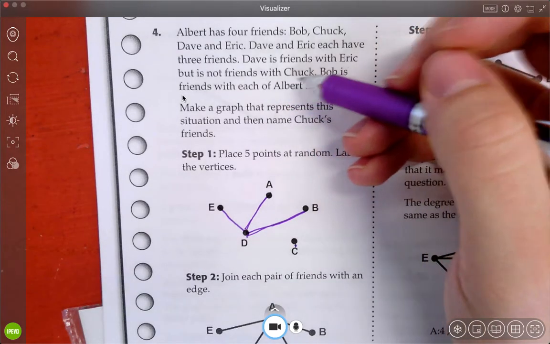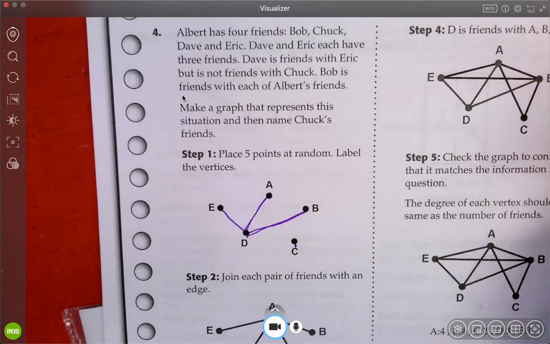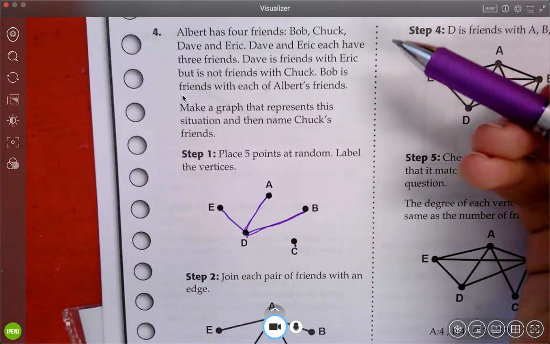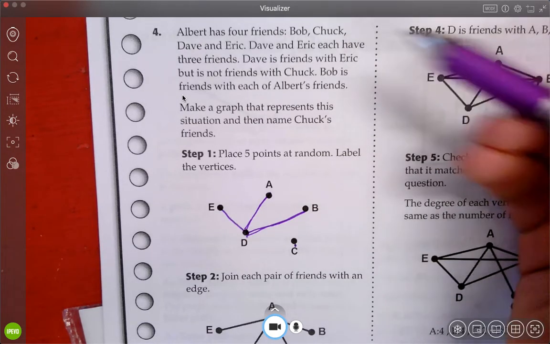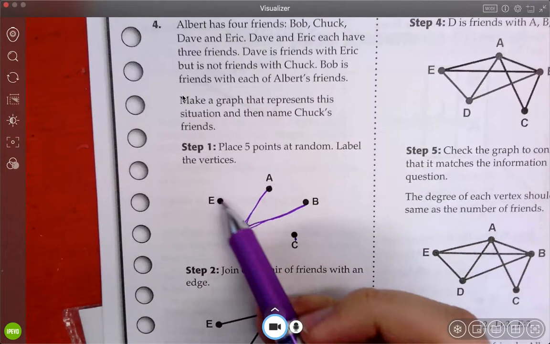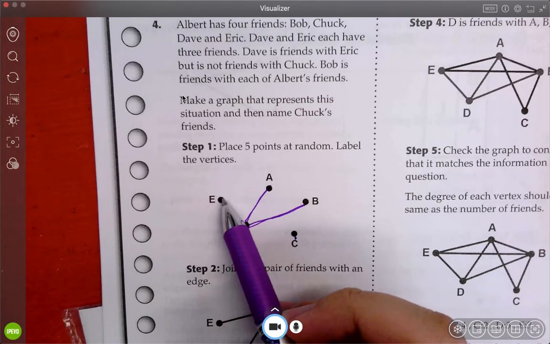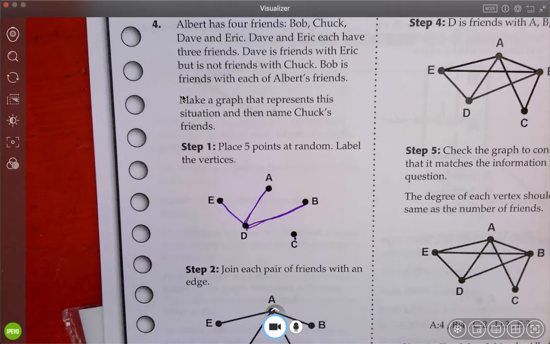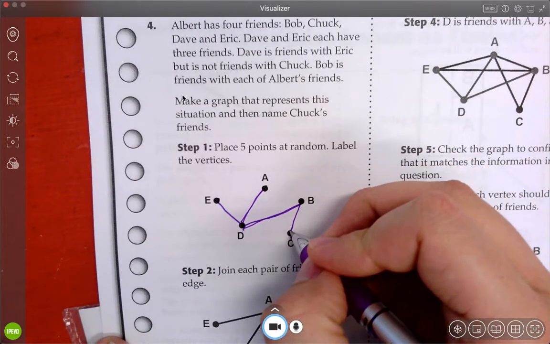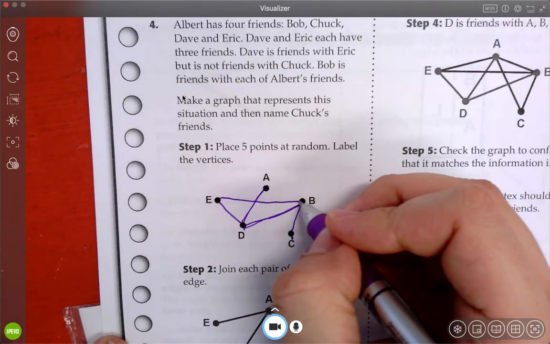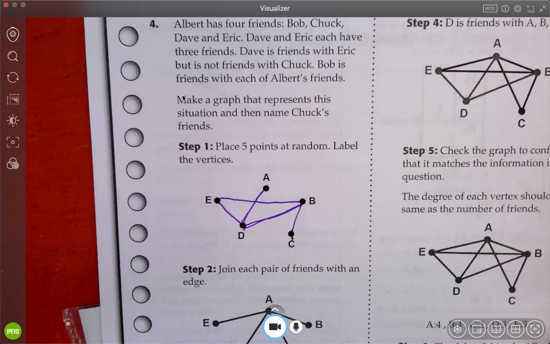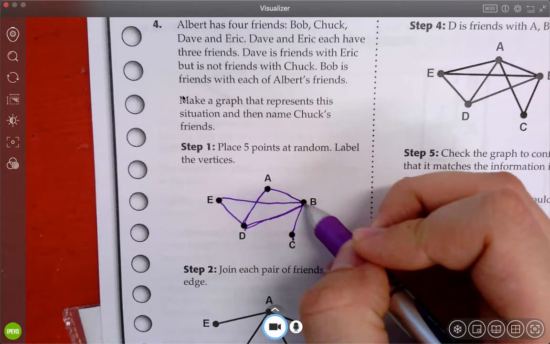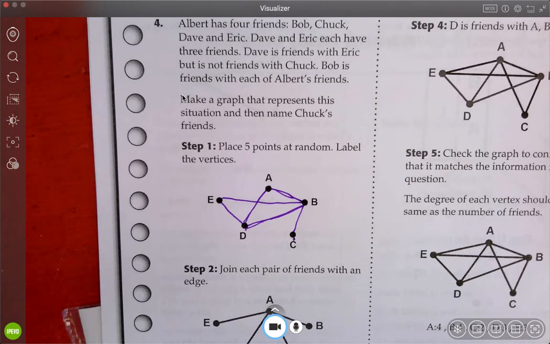Okay. Bob is friends with each of Albert's friends. That doesn't really help us. Dave and Eric each have 3 friends. Sorry, my brain is so slow this morning. Well, Bob is friends with each of Albert's friends, right? So Bob has to be friends with Chuck, Dave, and Eric, but then is not friends with Albert, I guess. Or he is? I'm very confused as well. I think that there's missing information.